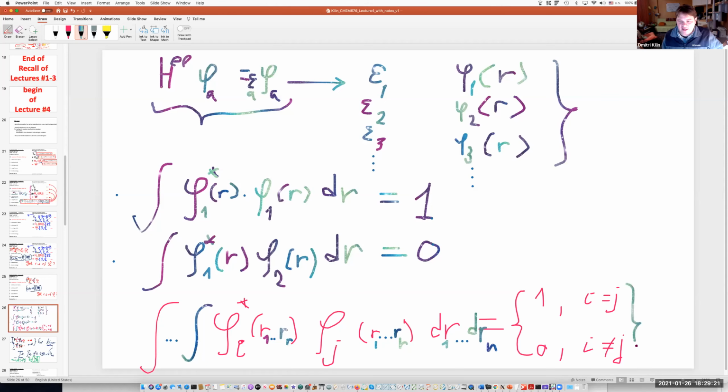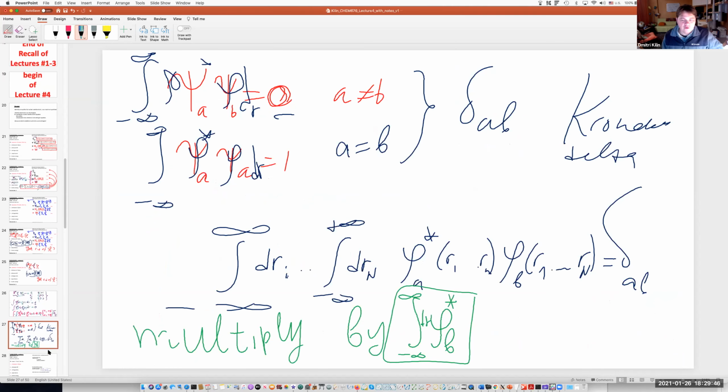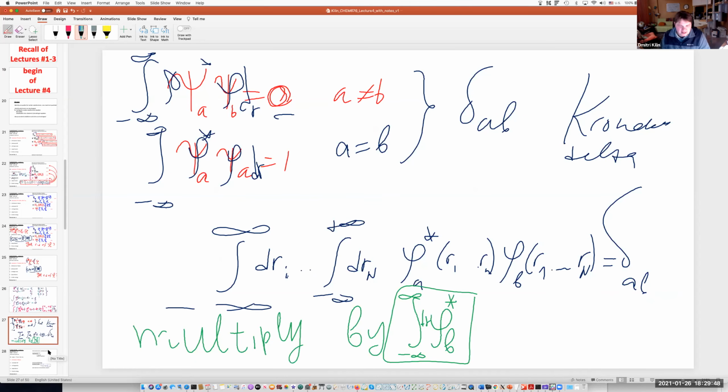There is a shorthand notation for this property known as the Kronecker delta. So one writes the delta letter from the Greek alphabet and puts indices i and j. The symbol means it is either zero or one, depending on whether they coincide or not. Okay. So we are going to practice.